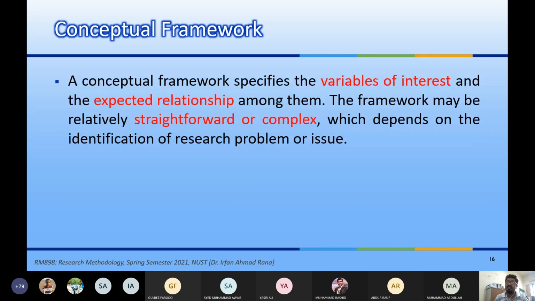That conceptual framework gives you what sort of research you want to do. Maybe it will give you certain ideas that, okay, this is what you want to achieve. Now this will directly link to your objectives. And then we can start the next phase of operationalization.